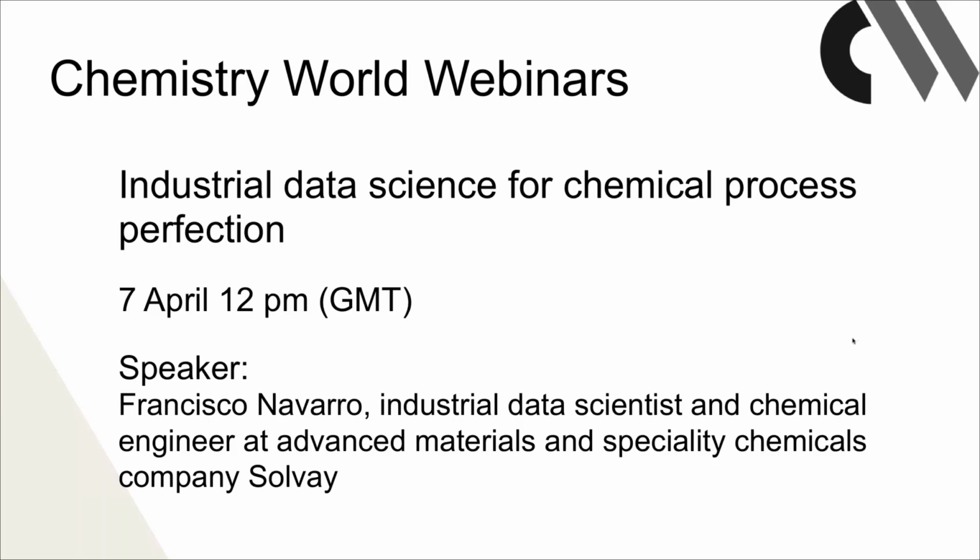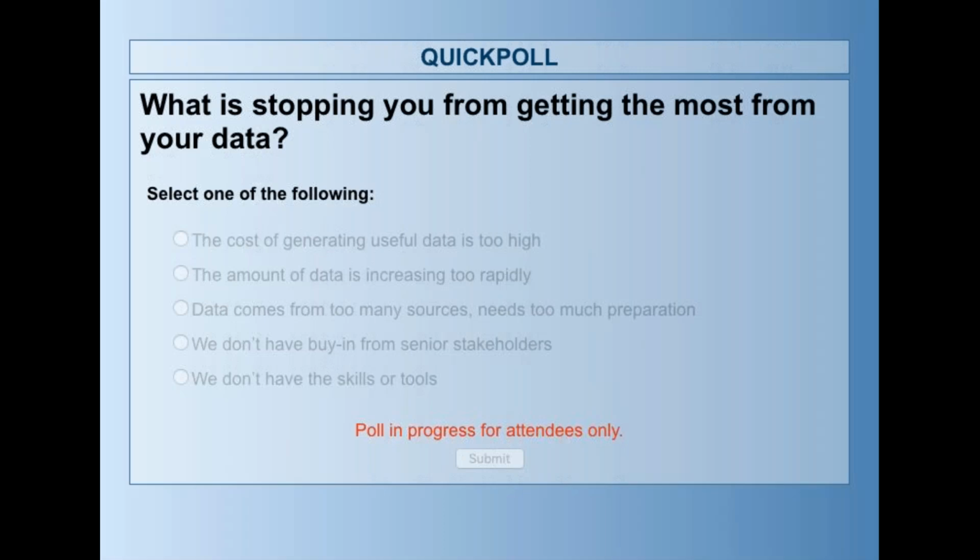So yes, it's always good to get some feedback early on so we can make sure that everything is tailored as much as possible. The next thing you should see on your screen will be a poll where you can interact with us. What is it that's stopping you from getting the most from your data? Is it simply that the cost of generating useful data in the first place is too high, so you're not getting as much data, not as many points, not as many different factors as you'd hope?